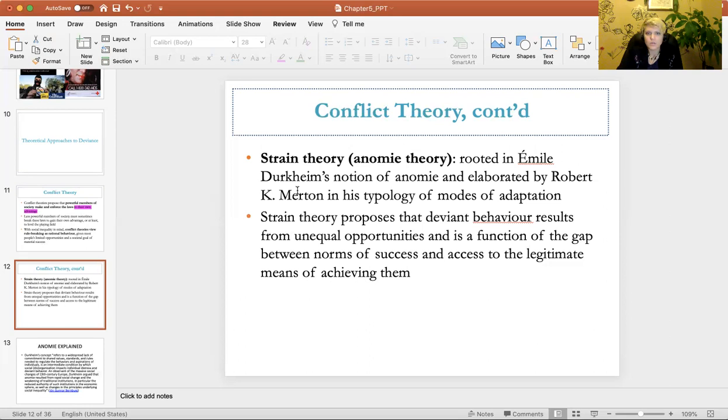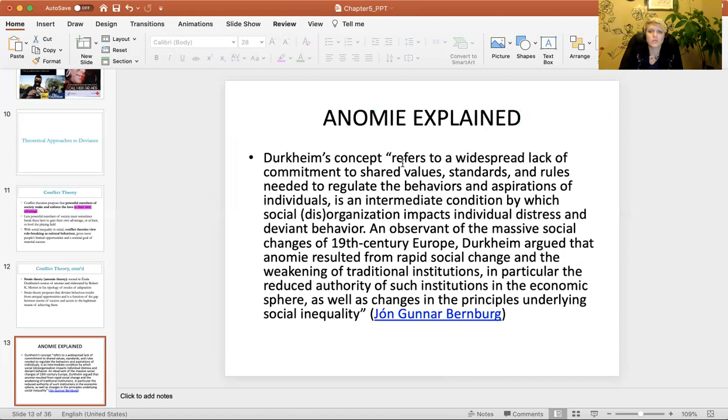So if we think also about conflict theory from Emile Durkheim's notion of anomie, which you can sort of think of as antinomies, like the conflict. The strain theory that resulted from this proposes that deviant behavior results from unequal opportunities. So again, continuing this logic of the gaps that people perceive between what some are born into and others are not, right? Old money versus new money. So the concept of anomie essentially, quote, refers to a widespread lack of commitment to shared values or standards and rules that need to regulate behaviors and aspirations of individuals. And that this is what unhinges the social constraints on behavior.